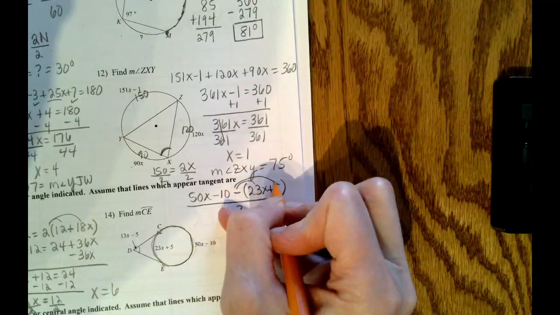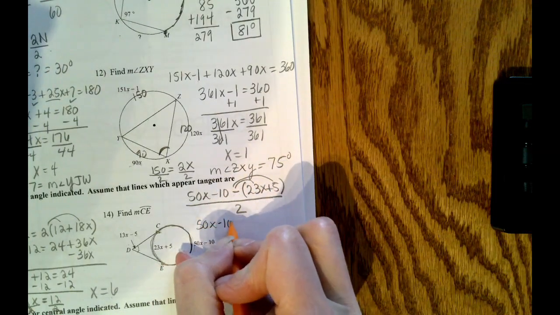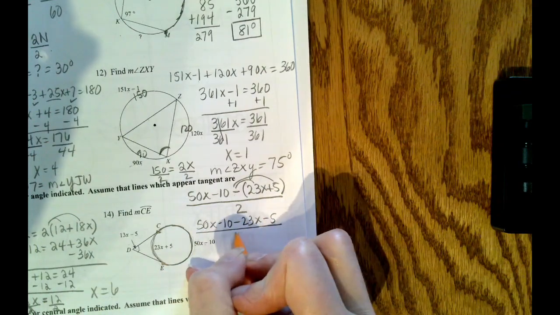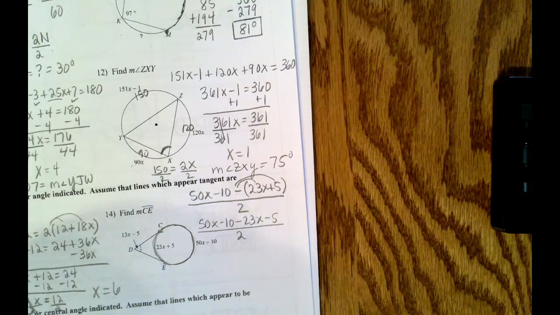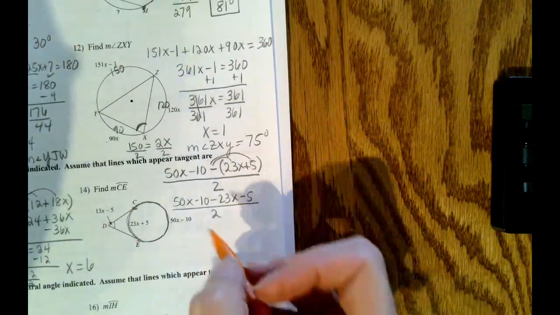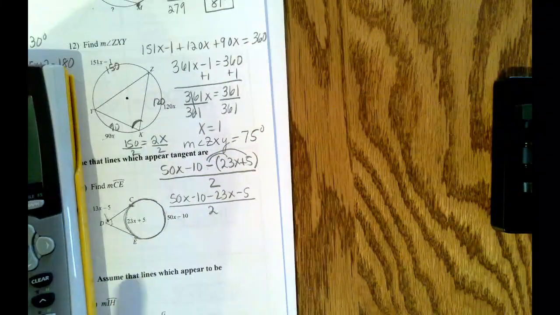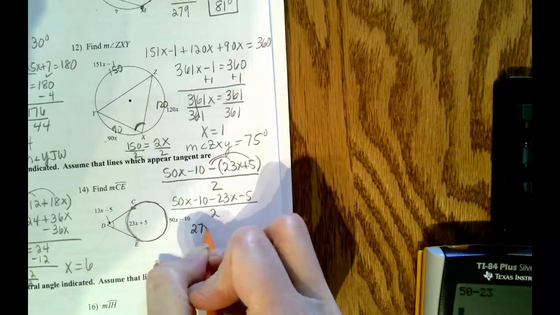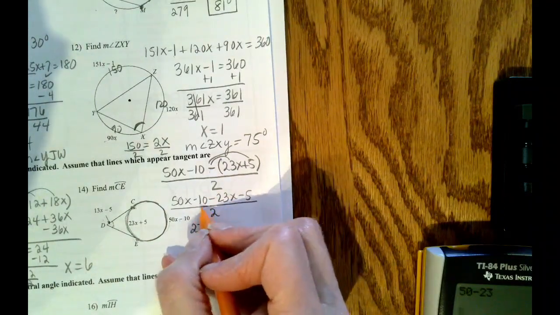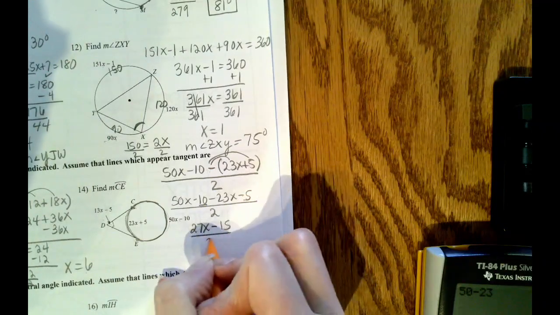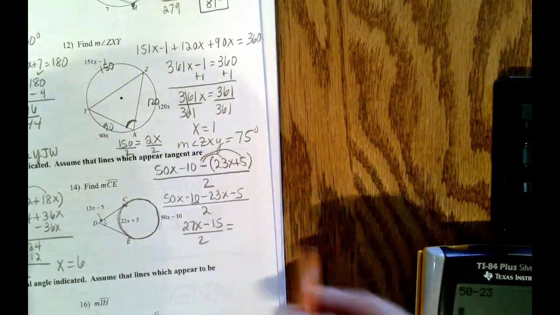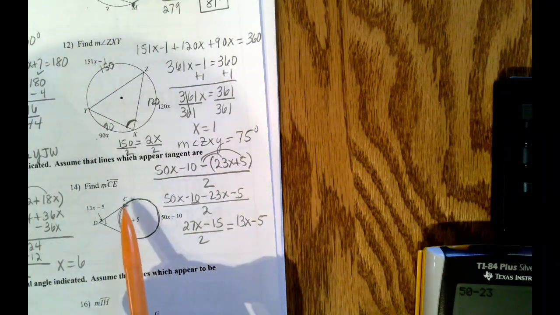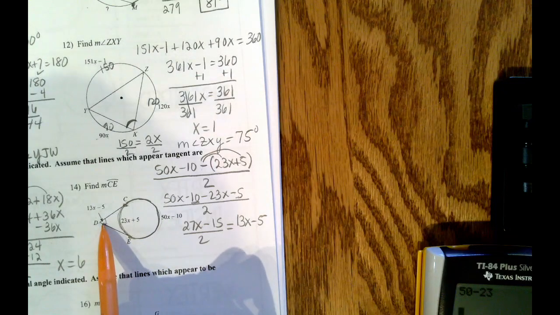So if we start this, we're going to get 50x minus 10 minus 23x minus 5. Don't forget to distribute. All divided by 2. But 50 minus 23 is 27x minus 15. Negative 10 and negative 5, negative 15, divided by 2. That's going to equal the 13x minus 5. But it's the big arc minus the little arc divided by 2 equals this angle.